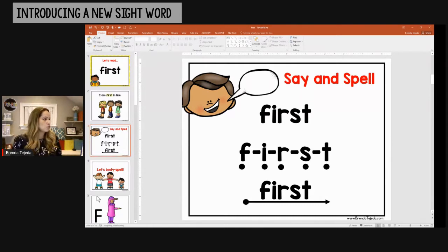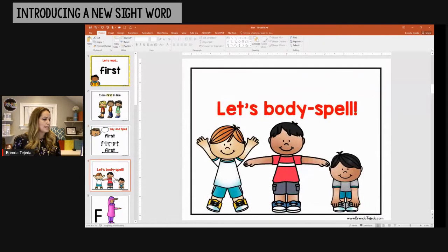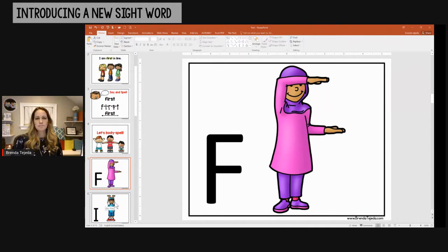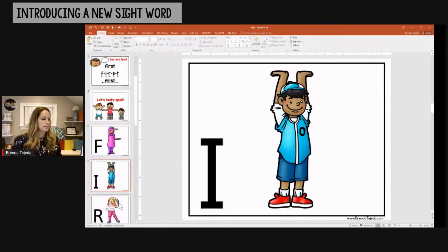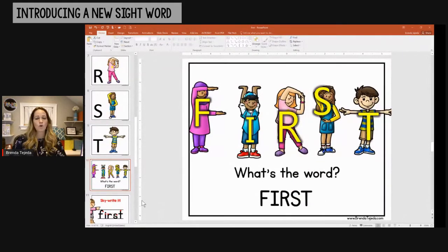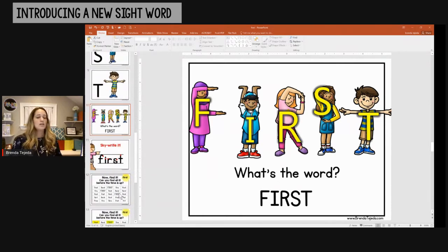A lot of repetition, a lot of movement. And then it's time for body spelling, which is their favorite. So we go through each slide and they stand up and make the letter with their bodies. And then we do the whole word again all together. What's the word? First, F-I-R-S-T. You might even call a student or two to the front of the class who wants to demonstrate it for the rest of the class.